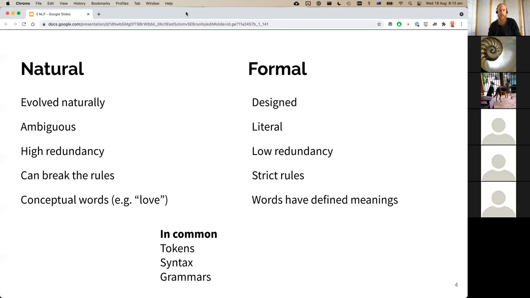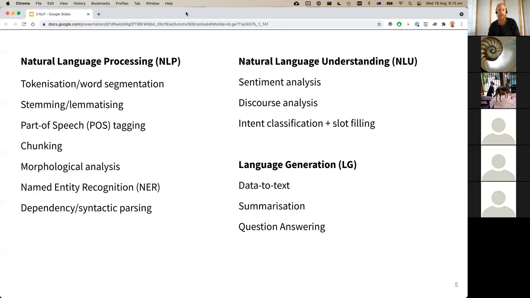So in this course, we're looking at natural language processing, which is a process of converting the data of natural languages into formats that formal languages can work with. Here are some processing types, some different types of NLP.